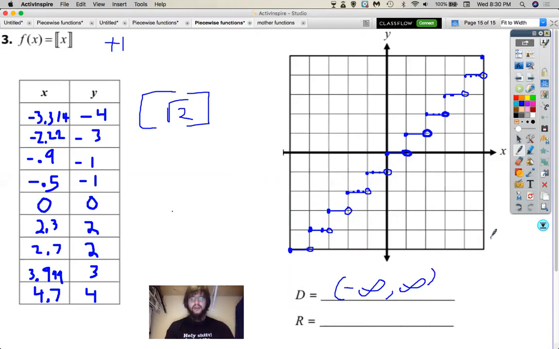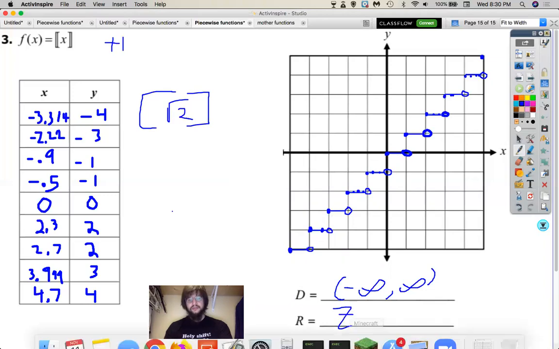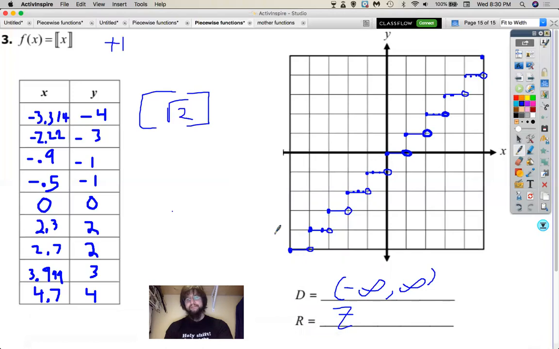Sorry. Range. What's my range here? I can't say it's negative 10 to infinity because it doesn't include all these things. It's just the integers. One way you could write that is like this. The integers. We're going to use set notation, guys. Set notation.